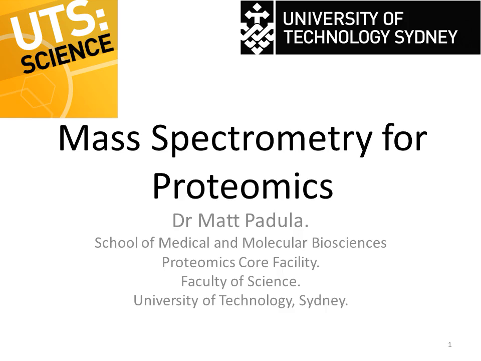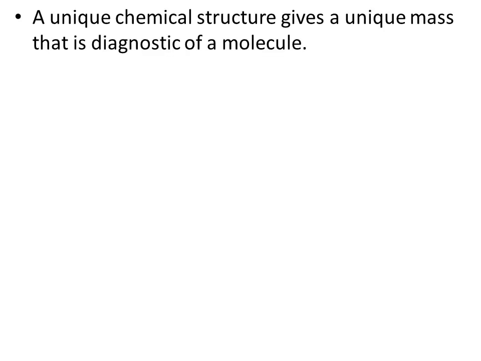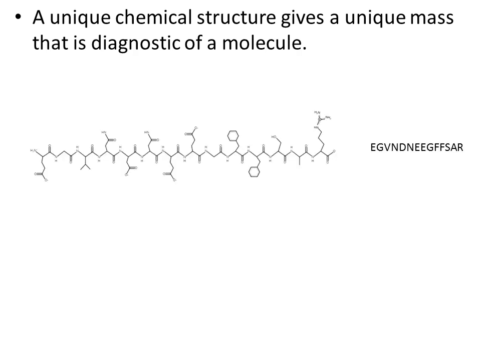The previous presentation showed how mass spectrometers work, but why is the mass of a peptide important? As mentioned at the start of the last presentation, a unique chemical structure can have a unique mass that is diagnostic of the molecule or structure.